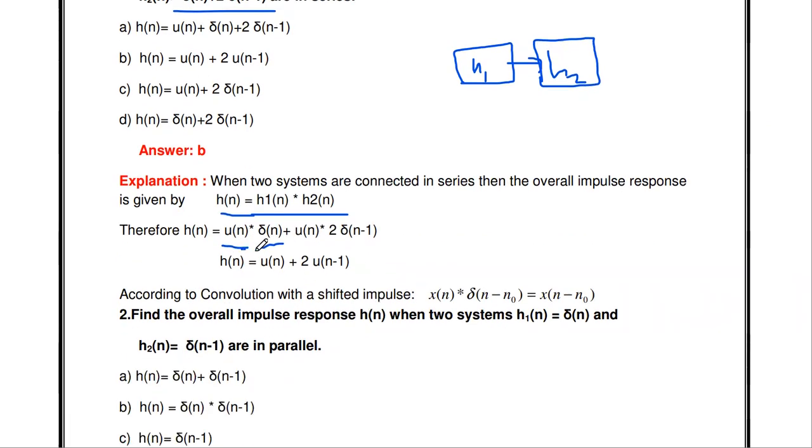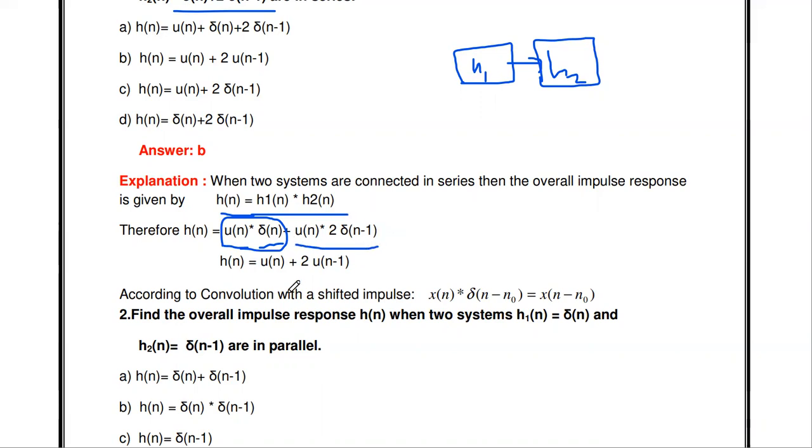Already you know the property of convolution of any signal with the unit impulse signal: it gives the same signal x of n. So u of n convolution with del of n gives the same answer, u of n. Similarly, plus u of n convolution with 2 into del of n minus 1. Here 2 is a constant, so take it outside, then u of n convolution with del of n minus 1.